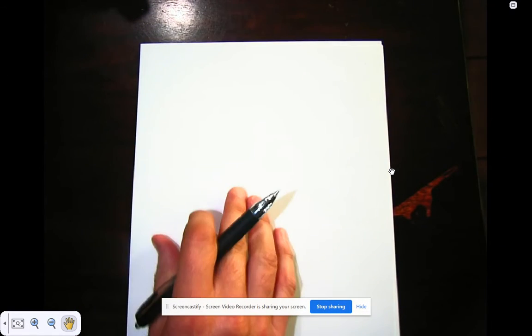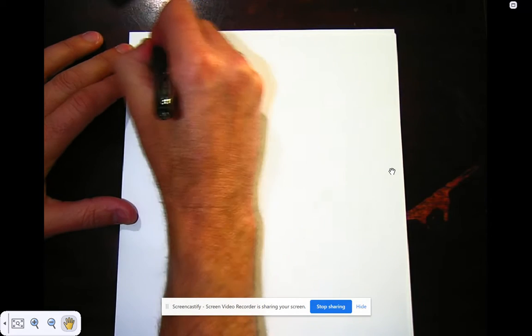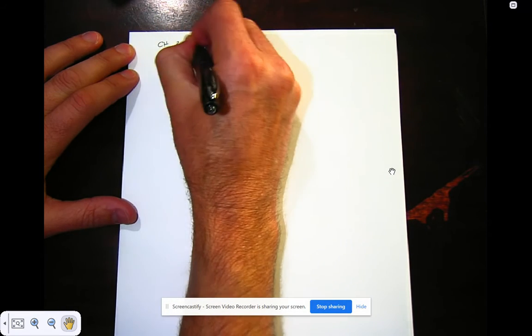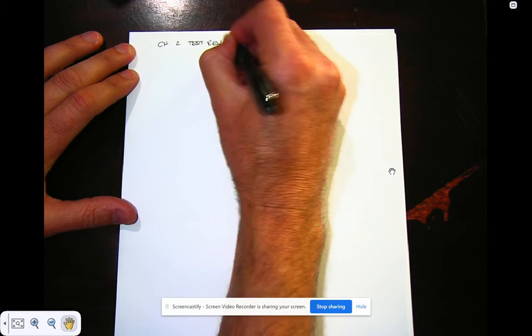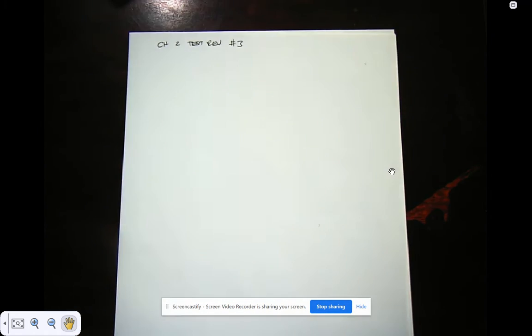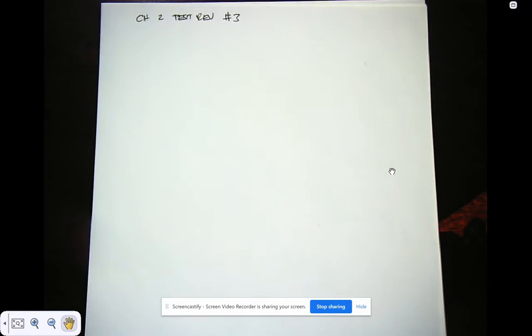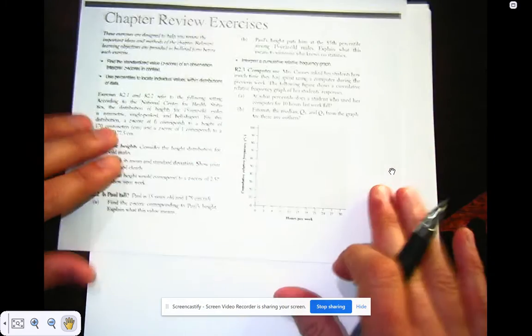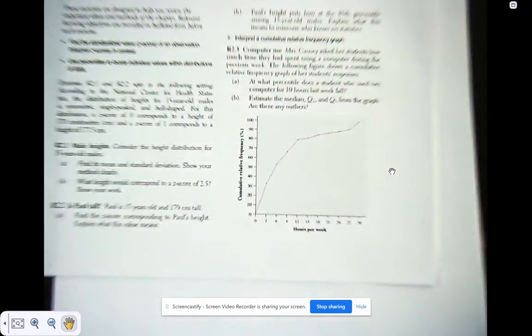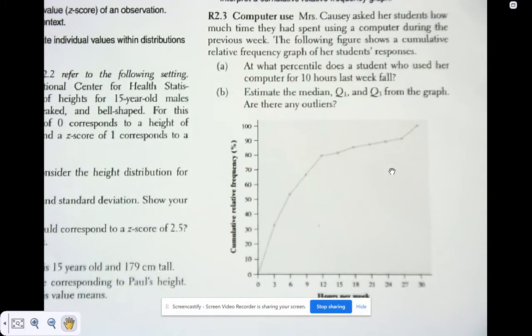Okay, so we're just going to do number 3 here on the review. This is chapter 2, test review, number 3. In number 3, it gives you what's called a cumulative relative frequency graph. You guys were good at this stuff on the quizzes. It seemed like you knew what you were doing. So I'll just zoom in here, we'll talk about it, and then I'll do the work on a separate paper.